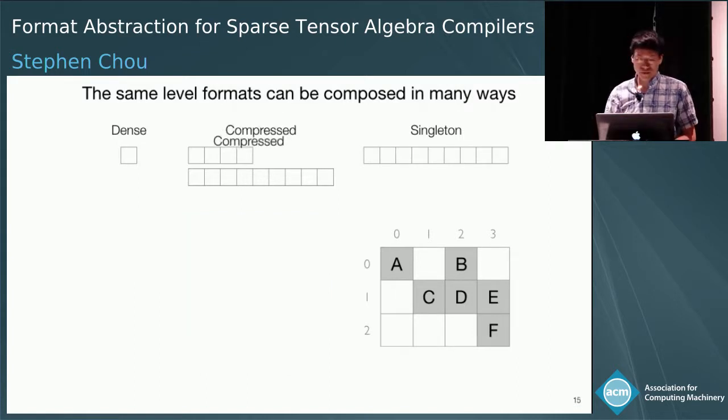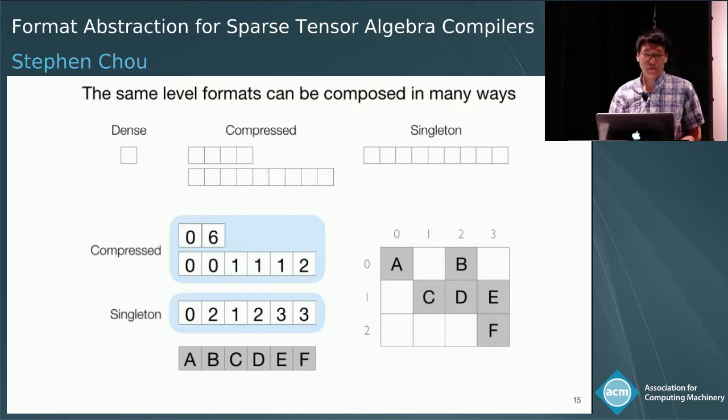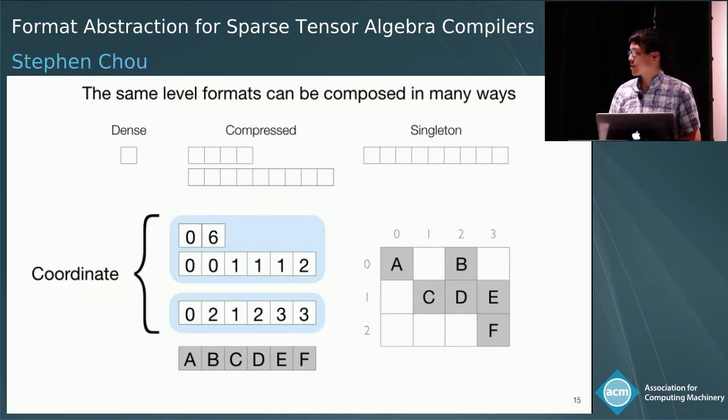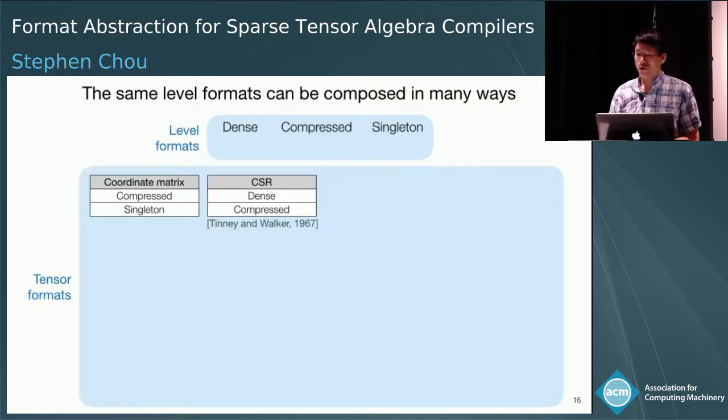But if instead we use the compressed level format to store the row dimension and the singleton level format to store the column dimension, then now what we have is actually just the coordinate format representation of the same matrix. And so we've just seen how different level formats can be composed in different ways to express two different tensor formats, namely CSR and the coordinate matrix format.